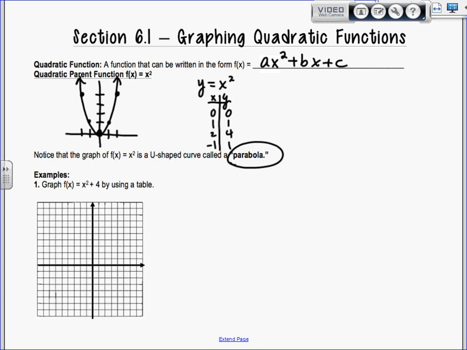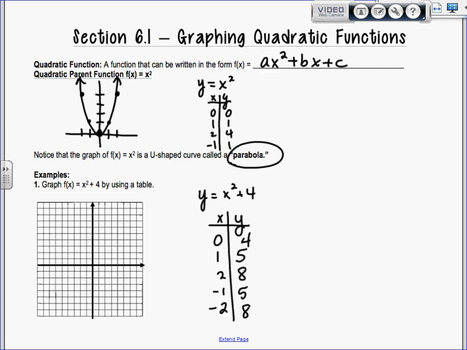Graph f of x equals x squared plus 4 by using a table. Same idea. We're going to graph x squared plus 4 now, though. So y equals x squared plus 4. If I plug in those same points, like 0, 1, 2, negative 1, and negative 2 as well, I have 0 squared is 0, plus 4 is 4, 1 squared is 1, plus 4 is 5, 4 plus 4 is 8, 1 plus 4 is 5, 4 plus 4 is 8. So we have 0, 4, we have 1, 5, we have 2, 8, we have negative 1, 5, and we have negative 2, 8.